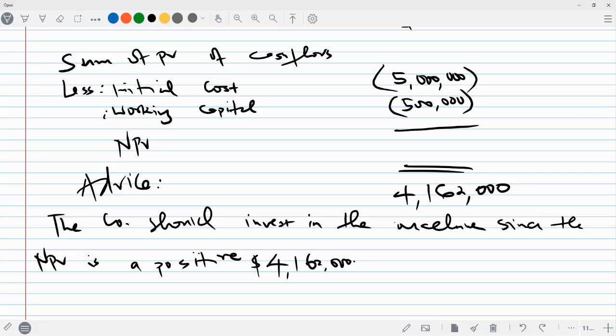The company should invest in the machine, not just invest, by the way, because most of you try to get a shortcut. Not just invest, but why? The company should invest in the machine since it has a positive NPV. You can even mention the value, $41,62,000. Clear? Okay, that's great. Any question?